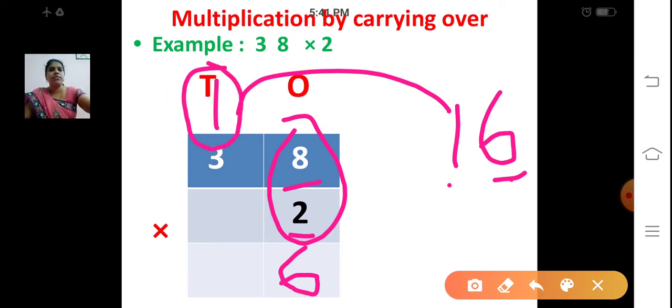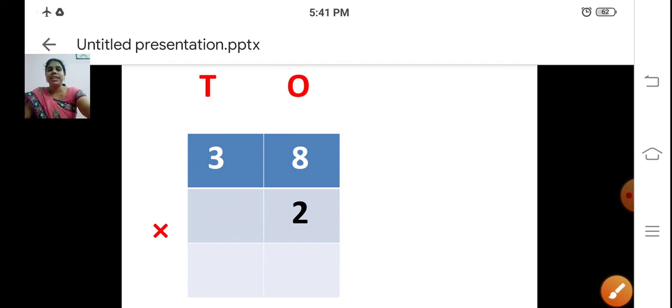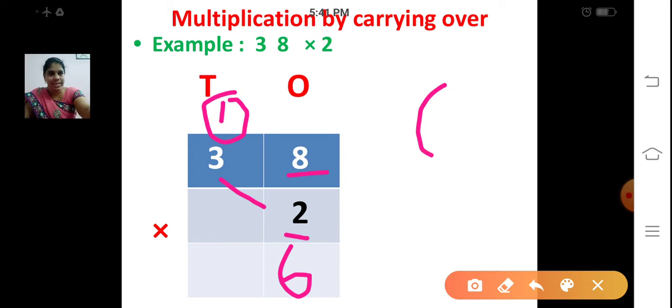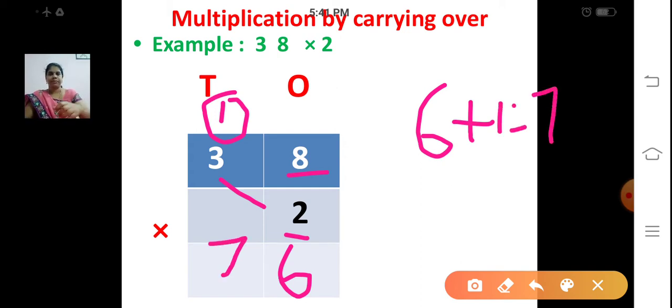So first step is we are going to multiply the digit at the ones place, 8, by 2. So 8 2s are 16. So 6 I am writing it here. 1 will be carried over to the next one, tens place. So now the second step is multiply the digit at the tens place by 2. So 3 2s are 6. Don't forget to add this carry over. You have to add the carried over part. So 6 plus 1 is 7. So write it down, 7.